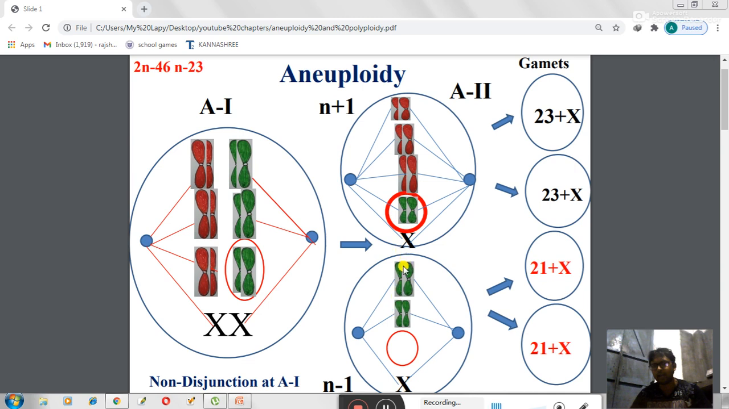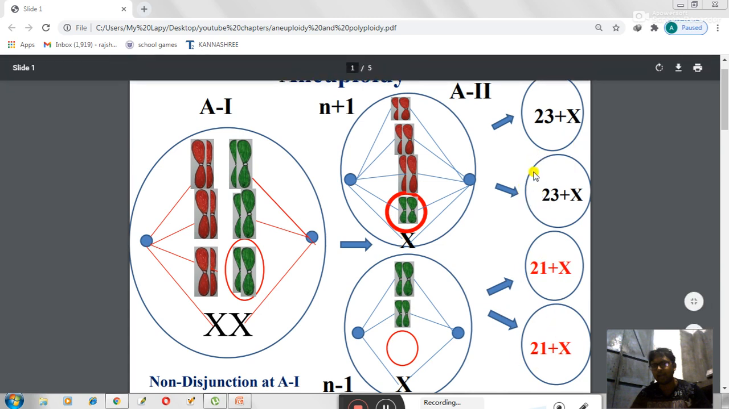So after the second round of meiosis, what will happen? It will develop equal numbers of chromosomes. It is a mitotic-like cell division. We know that meiosis 2 is mitosis-like. So the gametes produced from this cell after meiosis 2 are 21 plus X and 21 plus X. These are the reduced, that is n minus 1 gametes. This gamete contains n minus 1 and this gamete contains n plus 1 chromosomes. So these are the problems with chromosomal non-disjunction. This is a common example of aneuploidy.